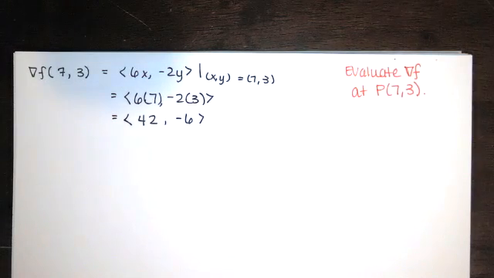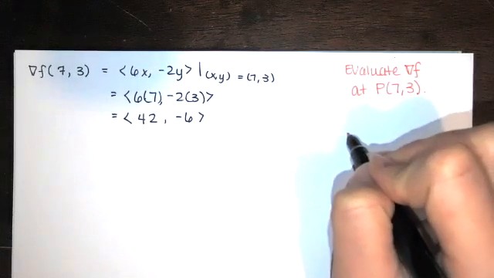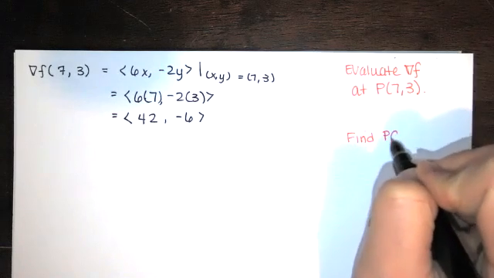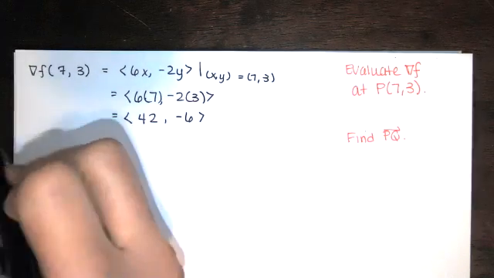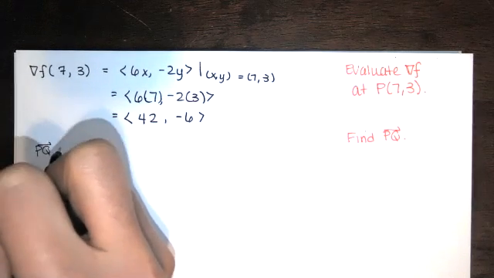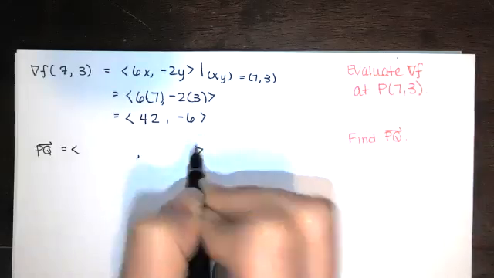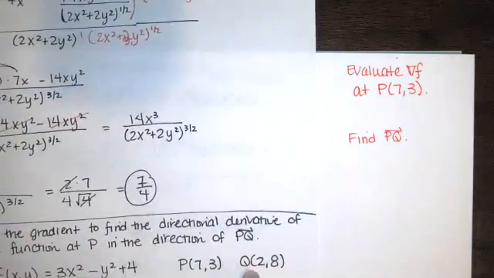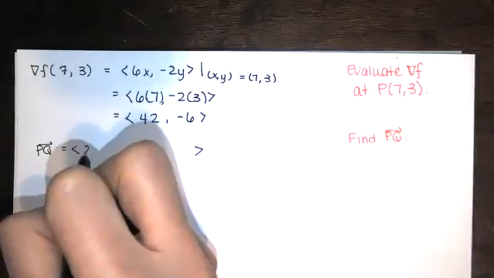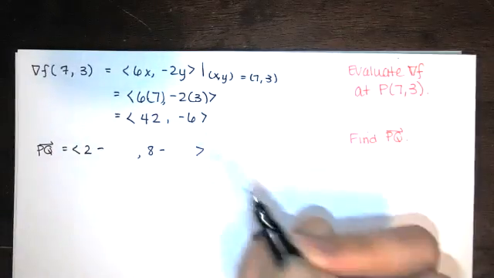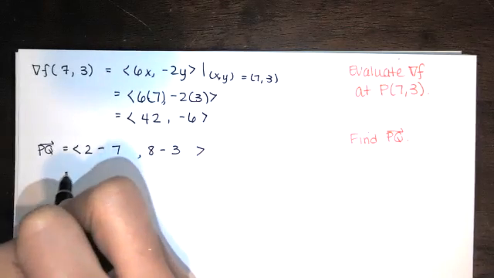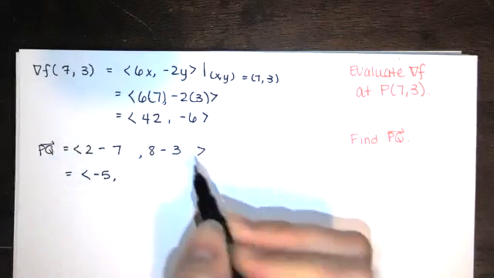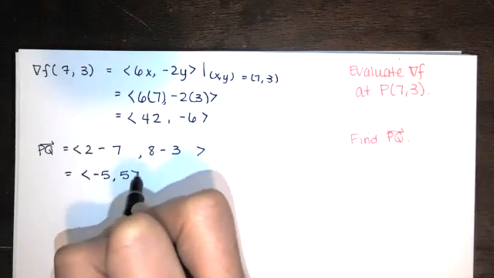And now we need the unit vector from P to Q. So we need to first find the vector PQ. Now remember how that works. You take the coordinates of Q, which in this case are 2 and 8, and you subtract the coordinates of that initial point, which in this case are 7 and 3. 2 minus 7 is negative 5, and 8 minus 3 is positive 5.